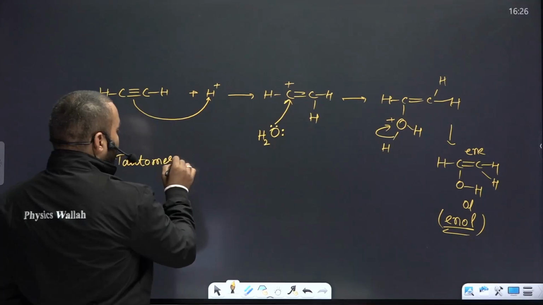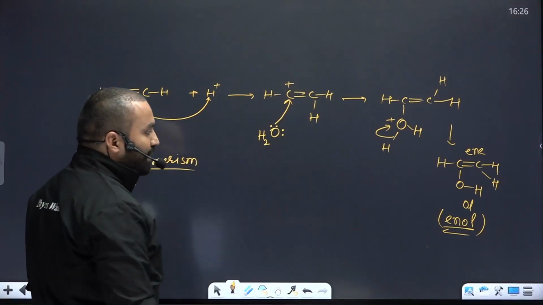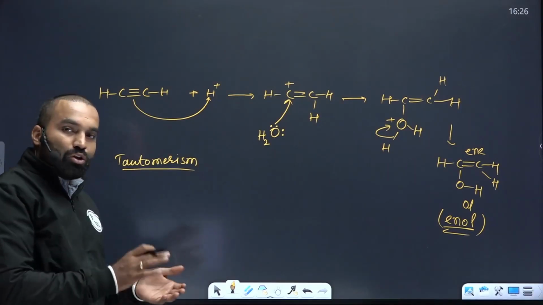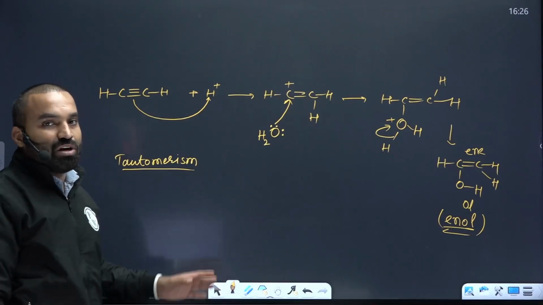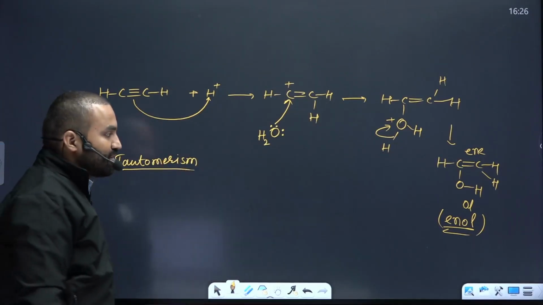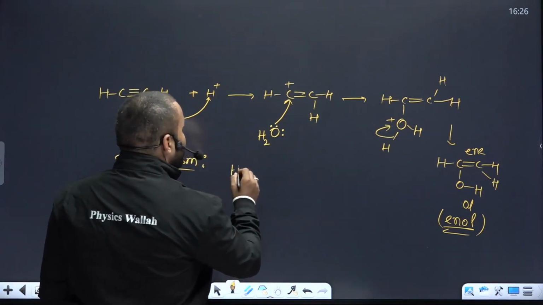Tautomerism. Organic chemistry is a fundamental subject, guys. Unless you understand its fundamentals, organic chemistry can become a mystery. But if you understand all those basics, there is no other subject which has that kind of logical sense. I just love organic chemistry. You will also start loving organic chemistry once you understand the concepts.